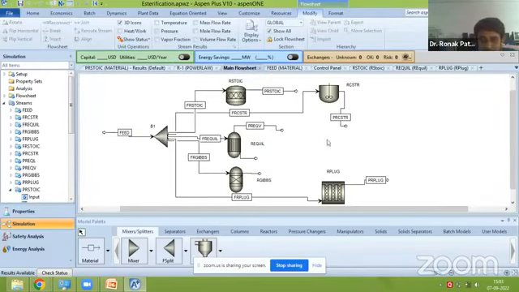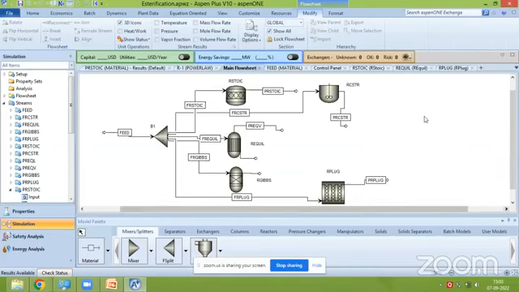Okay. Can you see my Aspen Plus flowsheet? Yes, Ronak, it is visible. Yes, yes. Okay.